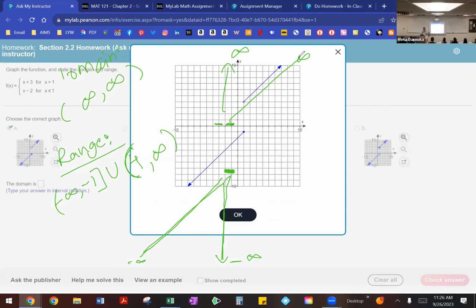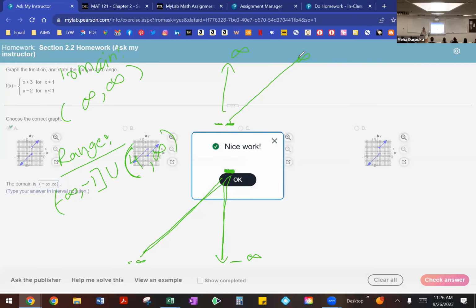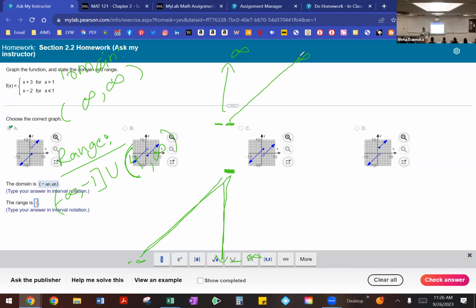All right, guys, so let's plug this answer in. Just verify what we have here. So domain was, of course, all real numbers. So negative infinity to positive infinity. And then the range was negative infinity to negative 1, bracket, union, and then 4 with parentheses, to infinity.